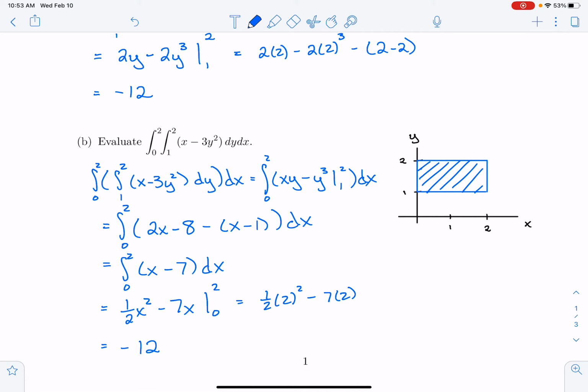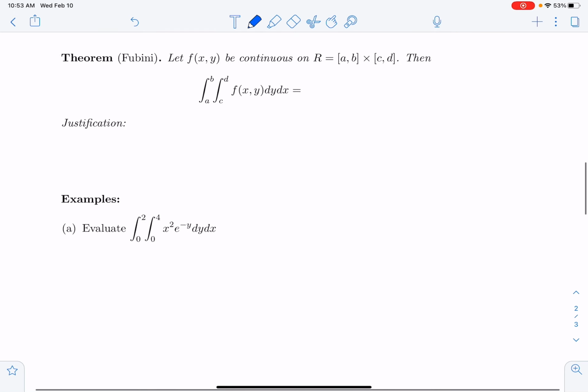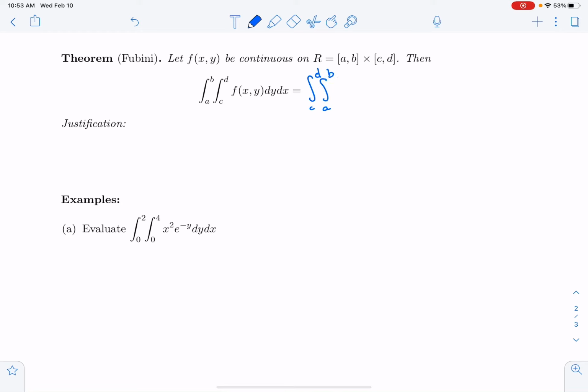So in fact, this is a theorem. Let f of x, y be continuous on a rectangle [a,b] by [c,d]. Then if we integrate f of x, y, dy dx, notice that the y corresponds with c to d, and the x corresponds with a to b, then that is going to be the same as if I do the integral from c to d, then the integral from a to b of f of x, y, dx dy.